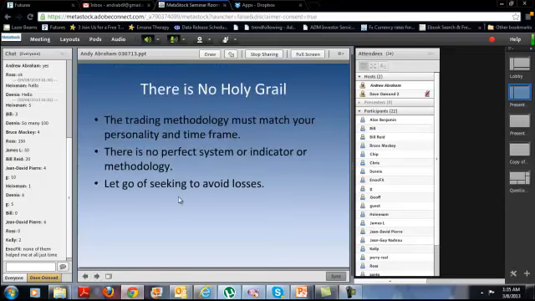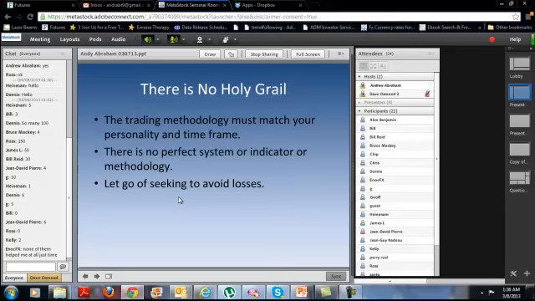This is the big deal here. There is no holy grail. There is no magic system. There is no magic indicator. And you know what the big thing is, what I really want to give you, this aha experience? You have to accept the reality when you put on a trade that it might not work. That you accept the fact that it's okay to have a loss and not try to prevent them.